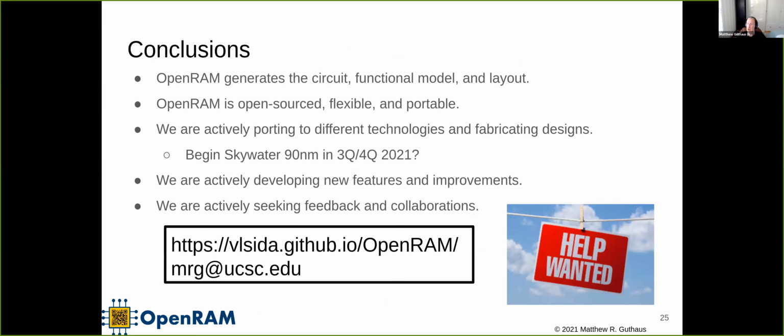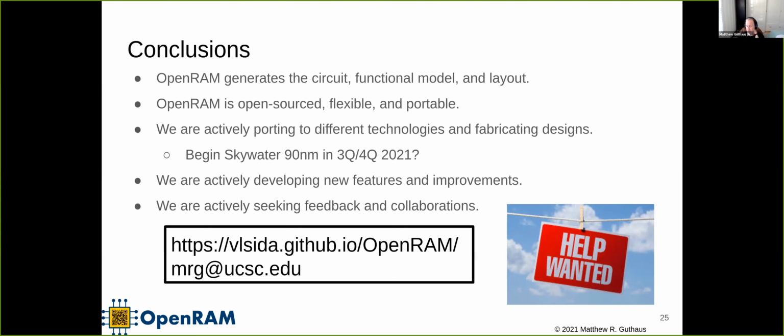And so in general, we basically got this flow up and working. We generate layout, functional models, and the circuit. It's open source. You can download it now. We're actively porting it to different technologies, including probably a 90 nanometer in the fall. And we're continually adding new features.